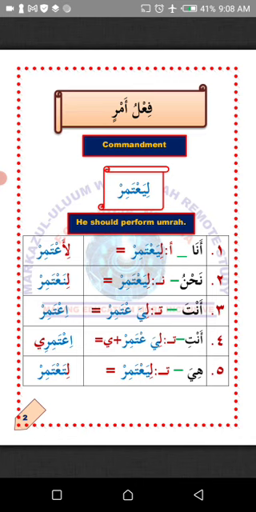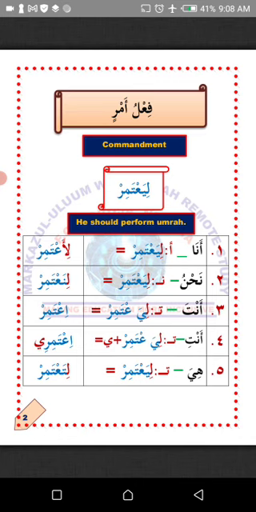Liya'tamir simply means he should perform umrah. He in Arabic is huwa, which is the opposite of hiya, she. So how do we now change the verb liya'tamir to suit the following pronouns? Number one, ana, I. So how do we change the verb liya'tamir to suit ana? All you need to do is to detach ya'un and attach alifun. So the verb liya'tamir will now become li'a'tamir, which means I should perform umrah.